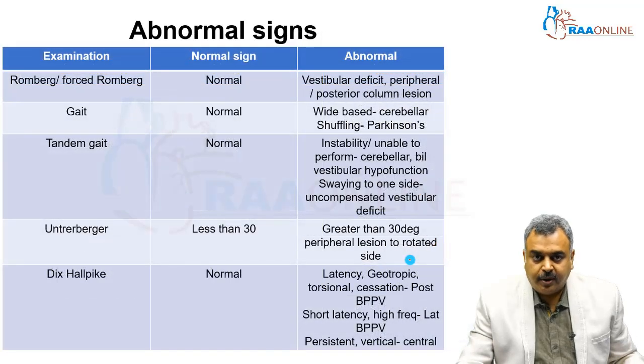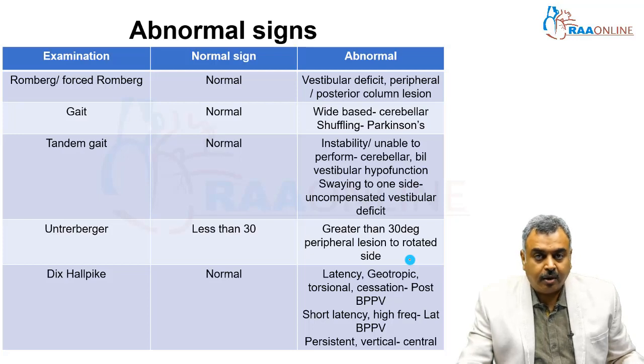In case of Rombergs or forced Rombergs, as I said, you have a positive sign in case of a vestibular deficit, a peripheral vestibular lesion or a posterior column lesion. Gait, in case of cerebellar dysfunctions, you have a wide base gait, and in case of Parkinson's disease, you have shuffling gait. And when you ask the patient to do a tandem gait, in case of cerebellar or bilateral vestibular hypofunction, they will not be able to do a tandem gait.